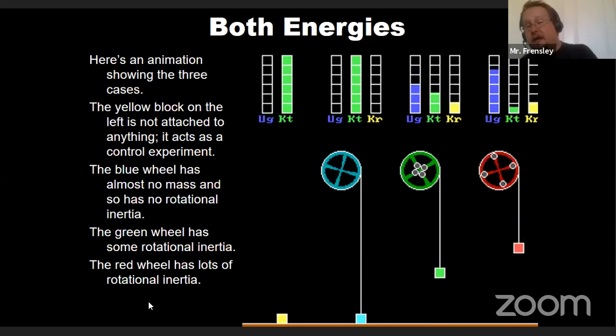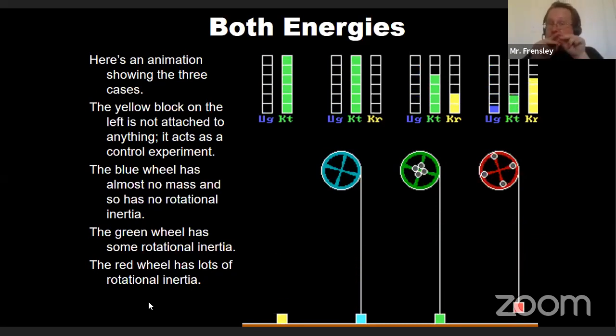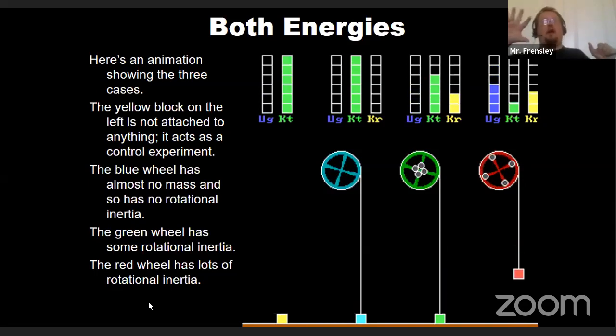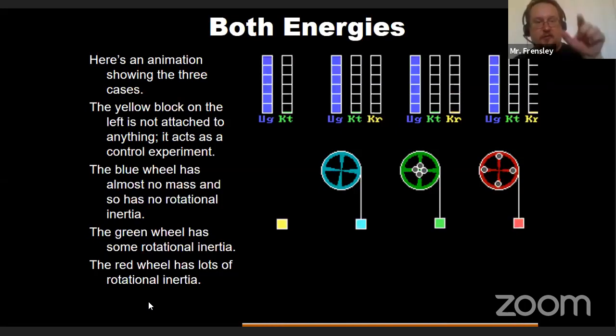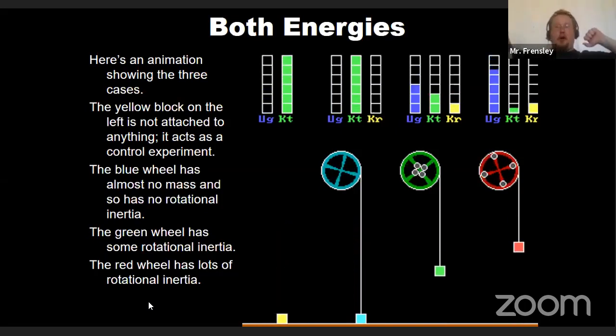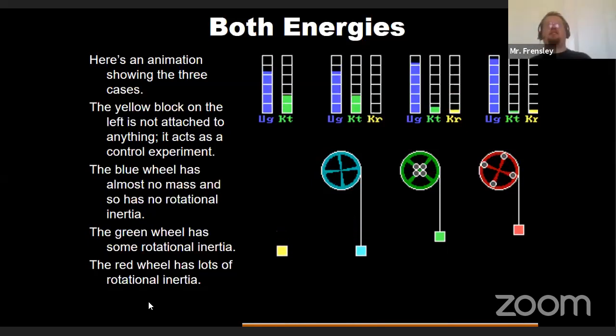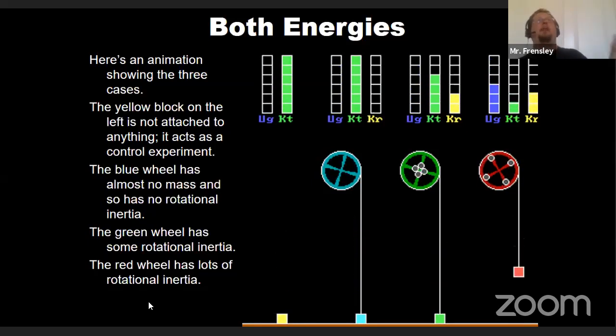But now look at the green and the red. The green and the red have those masses attached to them like I showed you in my animations yesterday. Green has the gray masses close to the center, low rotational inertia, and red has the masses on the outside, high rotational inertia. So what I hope you're seeing here is when the animation starts, you have 4 bar charts, one for each of these situations, and all the energy is gravitational potential energy. That's the blue bar, and all 6 squares of the blue potential energy bar are lit up.